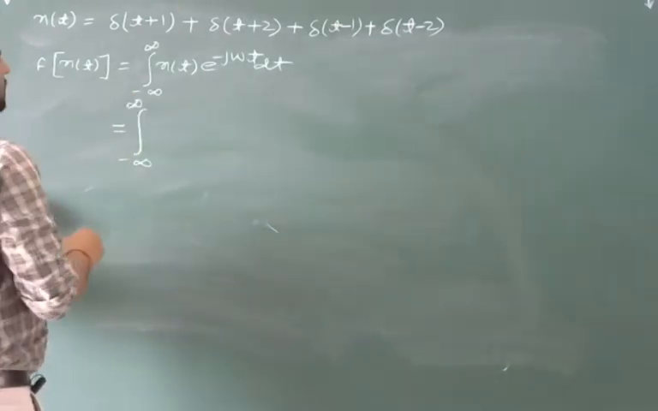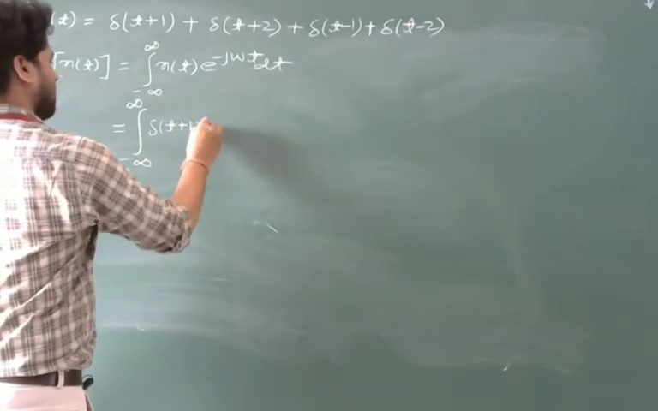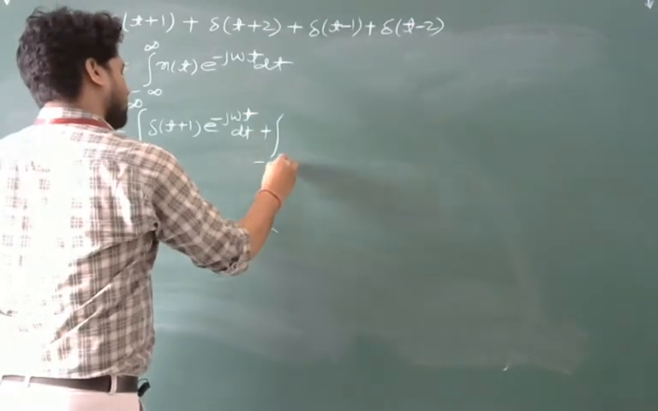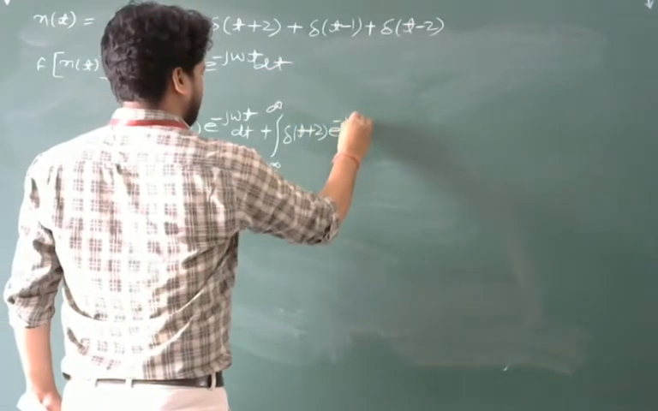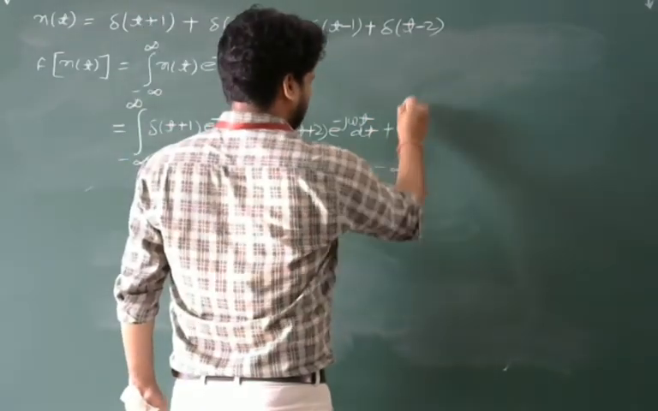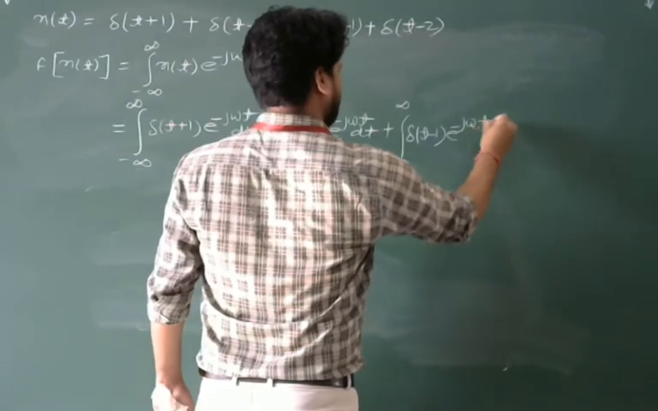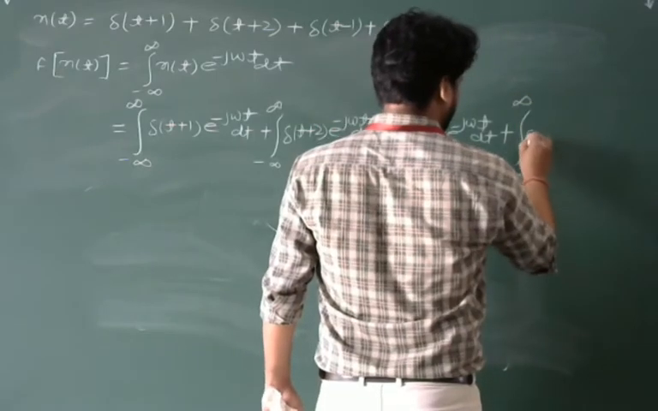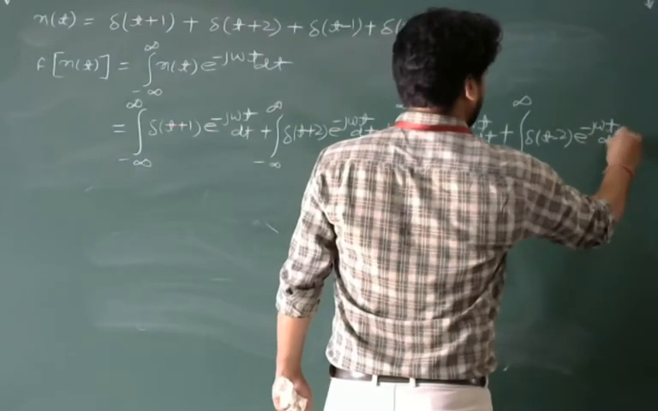I will write this integration in 4 parts: δ(t+1) e^(−jωt) dt plus δ(t+2) e^(−jωt) dt plus δ(t−1) e^(−jωt) dt plus δ(t−2) e^(−jωt) dt.